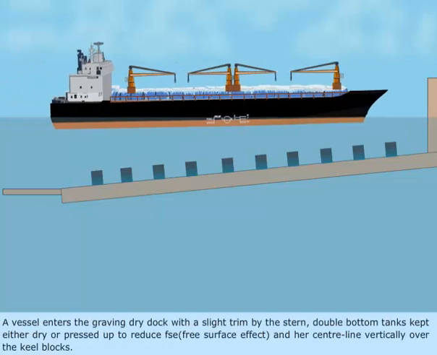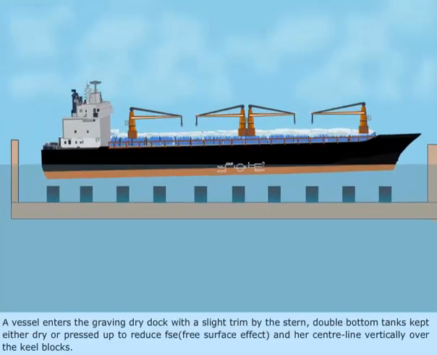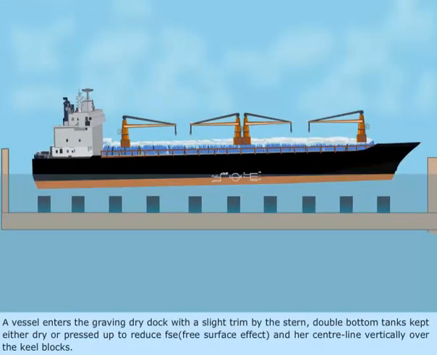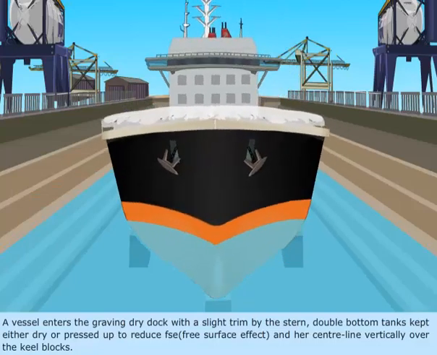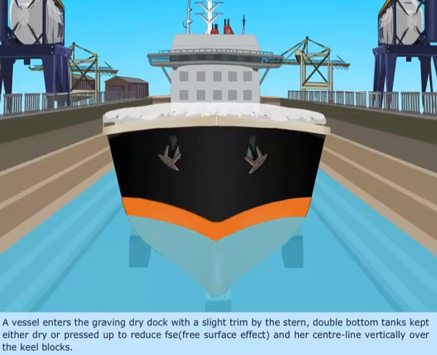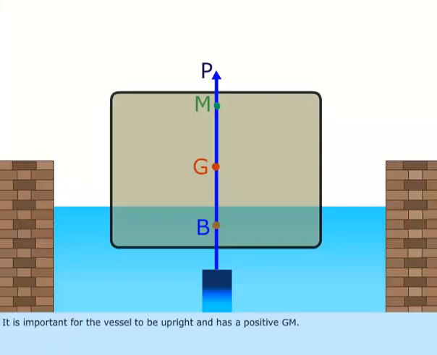A vessel enters the graving dry dock with a slight trim by the stern, double-bottom tanks kept either dry or pressed up to reduce FSE, free surface effect, and her center line vertically over the keel blocks. It is important for the vessel to be upright and has a positive GM.